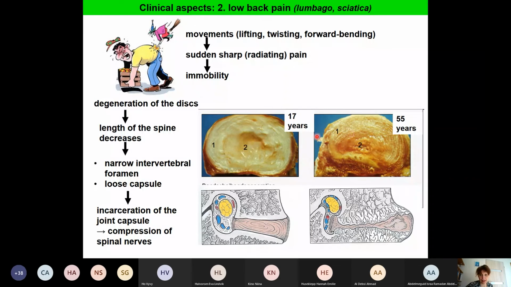You can compare these discs that can be degenerated, and as a consequence, the spine will get shorter, and then the intervertebral foramina will get narrow, and the capsule will be much looser, and then it comes to the incarceration of the joint capsule and the nerves, so the spinal nerves get compressed, and that is the reason for this pain, and because the muscles will then be contracted.